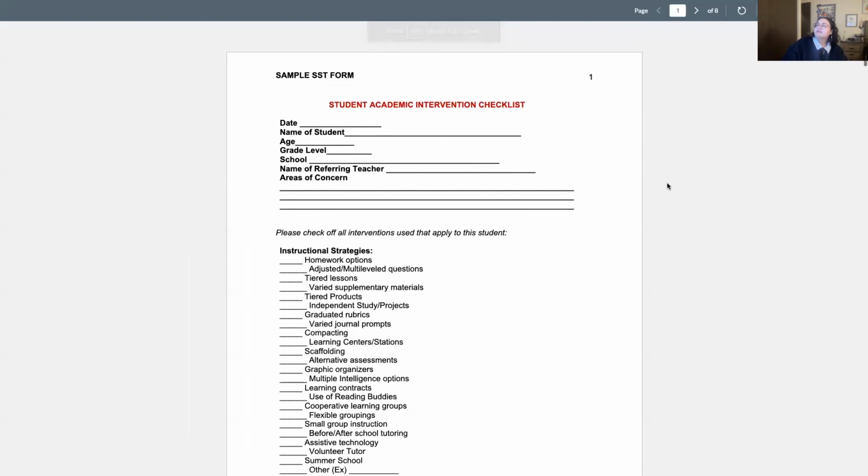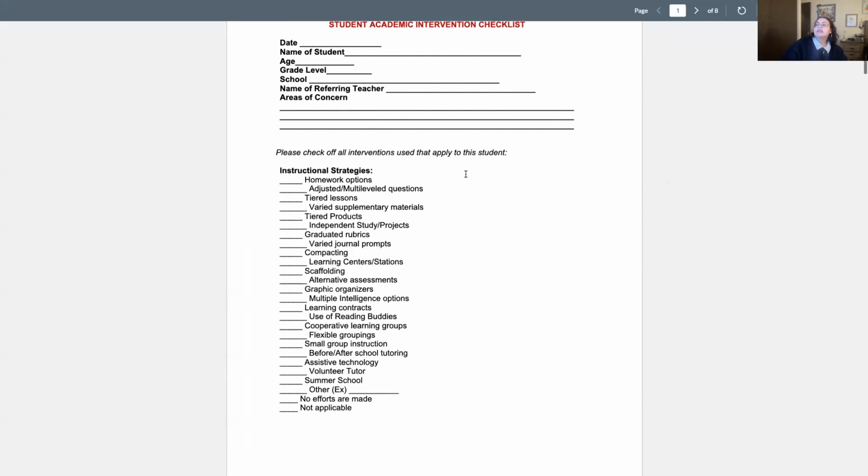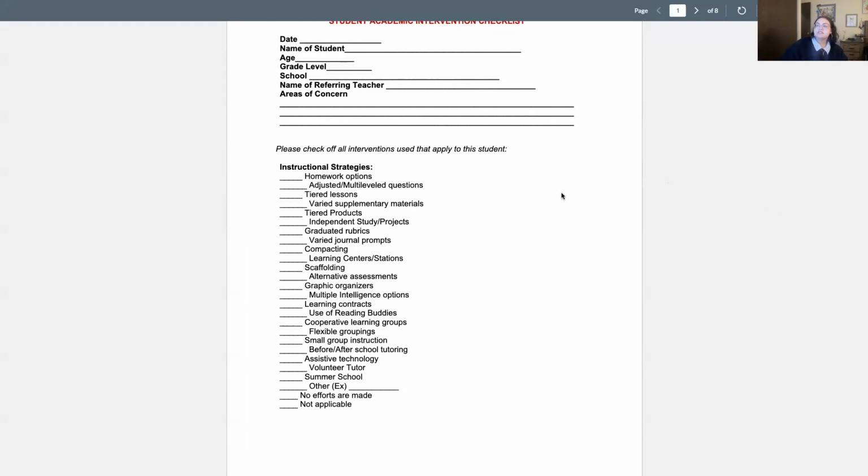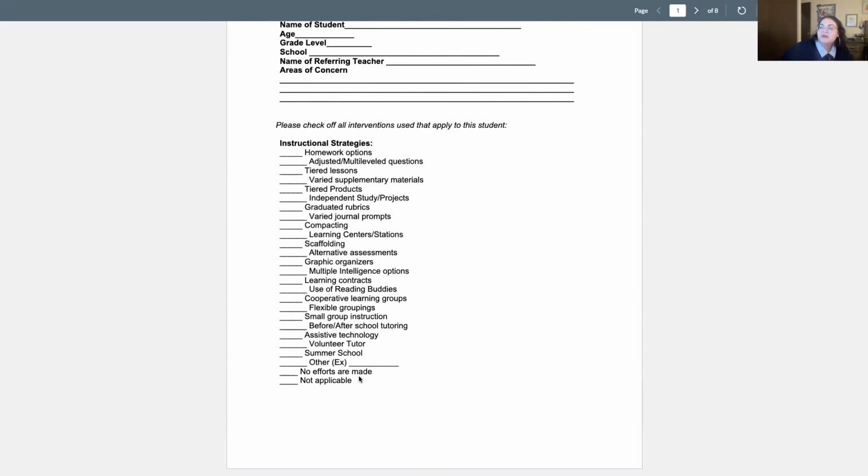Then we have part 2, or the second form, which is the academic interventions list. What you're going to be doing here is identifying if any of these interventions have been put in place for the student already. Based off what you know, you can ask the teacher, and let them know that this is not ever going to impact any specific kid. This is just you completing an assignment. If none of them have been done, you can put no efforts made.